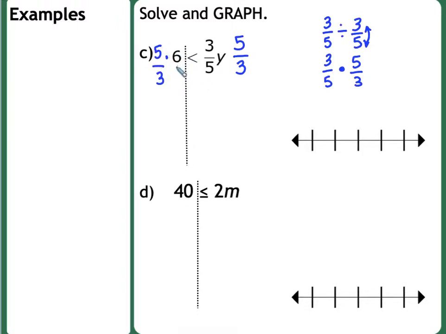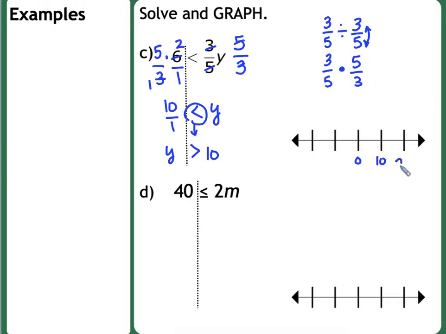And remember, on the left we have this 6. We're going to put that over 1. Now we can see that the 6 and 3 simplify. If you don't, you would end up with 30 over 3, which is fine. But let's take care of the 6 and the 3. 3 goes to 1, 6 goes to 2. I have 5 times 2 is 10 over 1 is less than, numerators and denominators simplify, and we have y. Let's get that variable to the left. Flip the inequality, and then 10 over 1 is 10. So we get y is greater than 10.